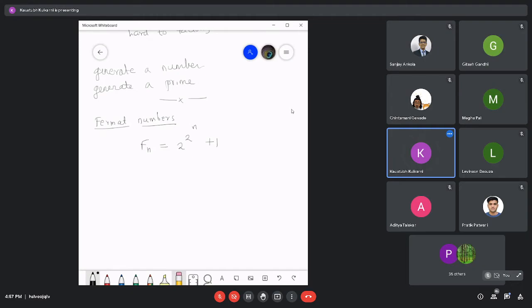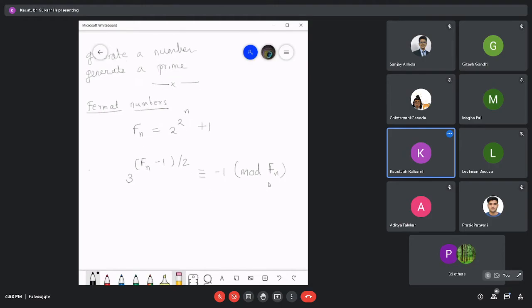A Fermat number is prime if 3 raised to (Fn minus 1) divided by 2, that is 3 raised to 2 raised to 2 raised to n minus 1, is congruent to minus 1 mod Fn. This is called Pepin's test.